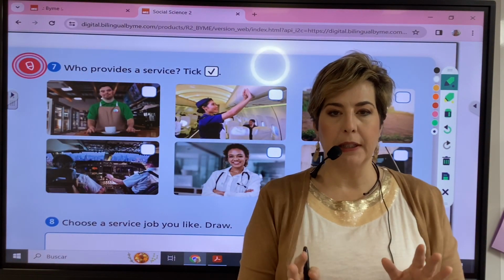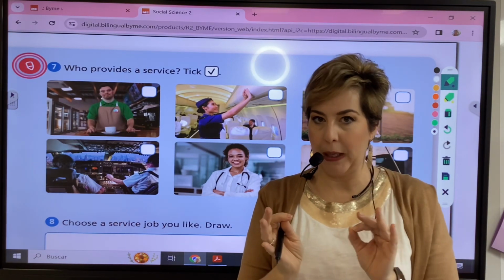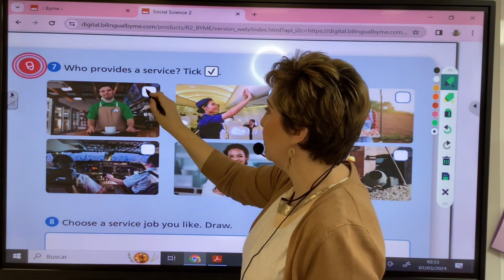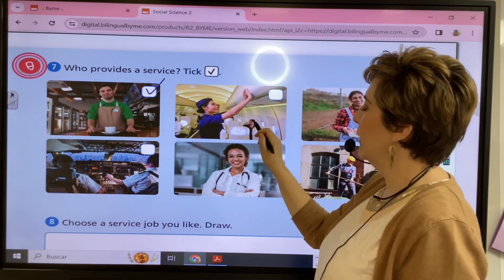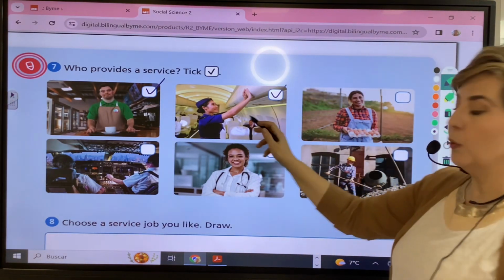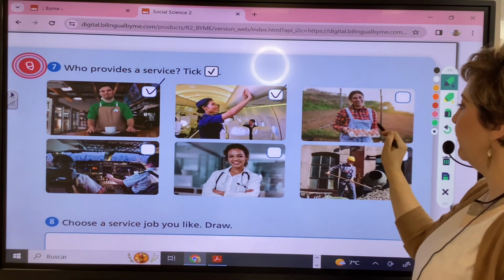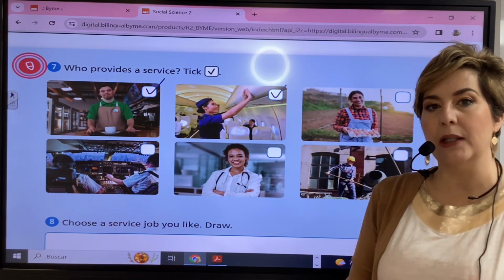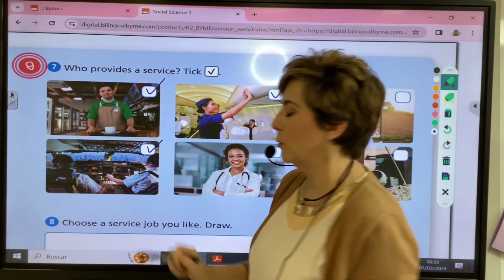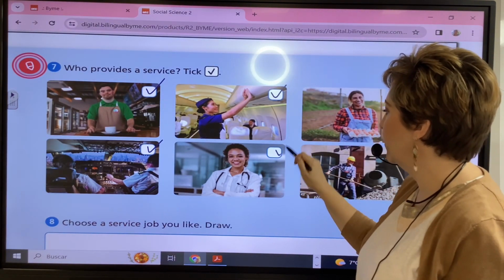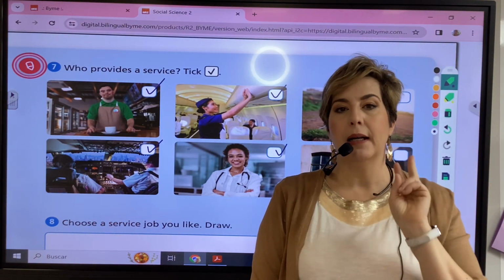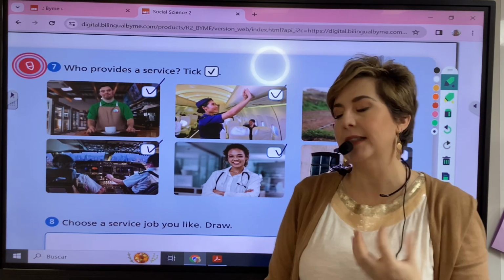Who provides a service? So who is from group number three? We have a waiter. Yes, he provides a service. A flight attendant. She provides a service. Or you can also say air hostess. She is a farmer. No, she is from group number one. She extracts things from nature. A pilot, yes, group three. A doctor, group three. And a builder, group two. So they don't provide a service, they make or build things.